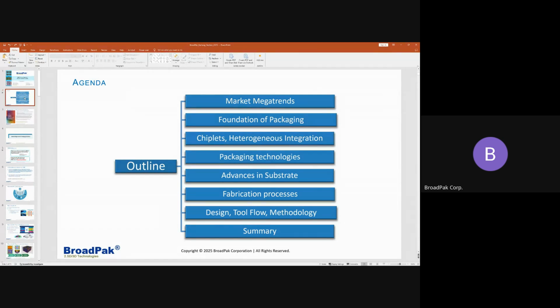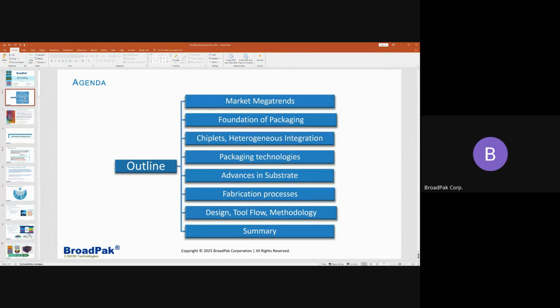I'd like to talk about the market megatrends. That's very important to us. We have to understand how the market is evolving and then how the memory, logic and the hardware are going to be aligned with the market trend. I'll then dive into the foundation of packaging. Packaging is the building block of this system level integration and is very critical. It's going to impact the cost, the performance, and the overall success of the program. I'll then talk about the emerging chiplets and heterogeneous integration, what that is and what the requirements are.